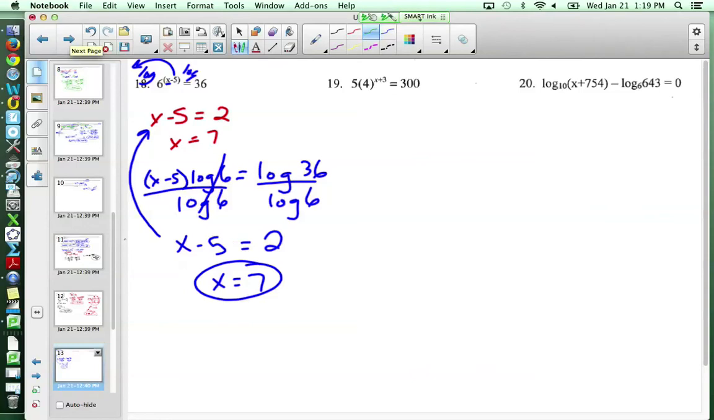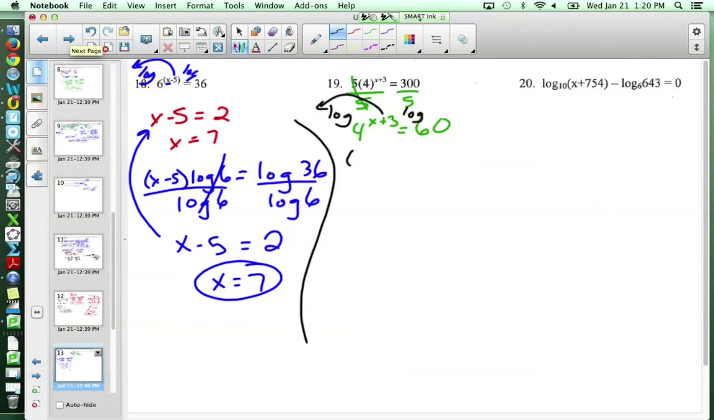For number 19, 5 times 4 to the x plus 3 power equals 300. Before we can do any logarithm stuff, we need to get rid of that 5. We need to divide both sides. The 5's cancel. We get 4 to the x plus 3 is equal to 300 divided by 5 is 60. Now we're in a position where we can take the log of both sides. So if we take the log of 4 to the x plus 3 power, the x plus 3 can swing out front. So we have x plus 3 times the log of 4 is equal to the log of 60. Divide both sides by the log of 4.